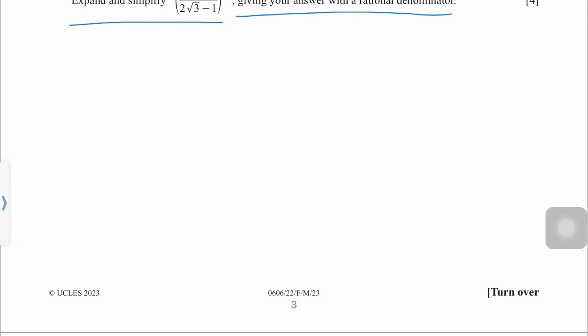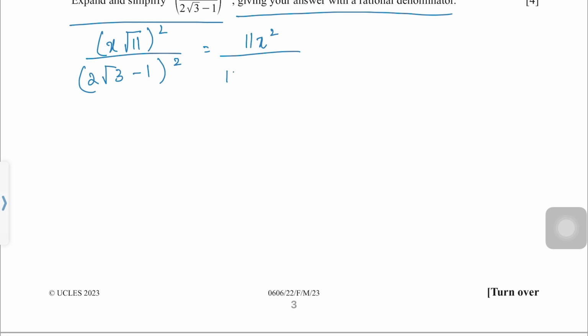So first of all, we need to simplify this. x root 11 whole squared over 2 root 3 minus 1 whole squared. This would give us 11x squared over 2 root 3 whole squared would be, I guess, 12. Then minus 2 into 2 root 3 would be minus 4 root 3. Then plus 1. Then solving it, we'll be getting 11x squared over 13 minus 4 root 3.